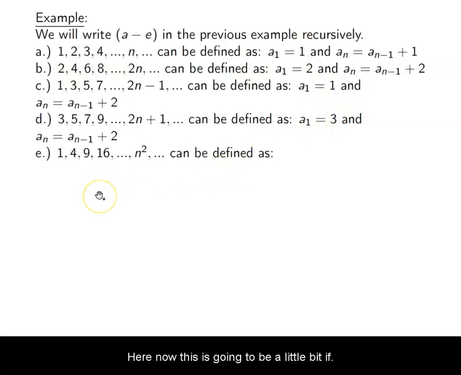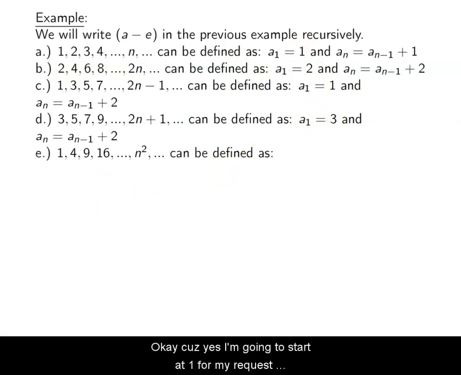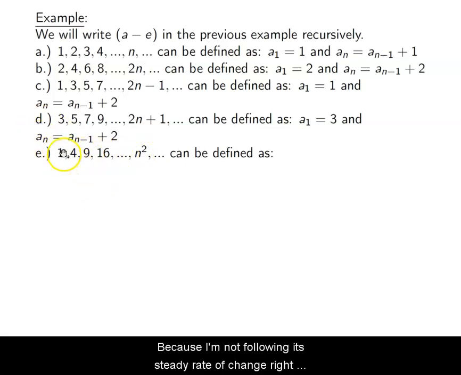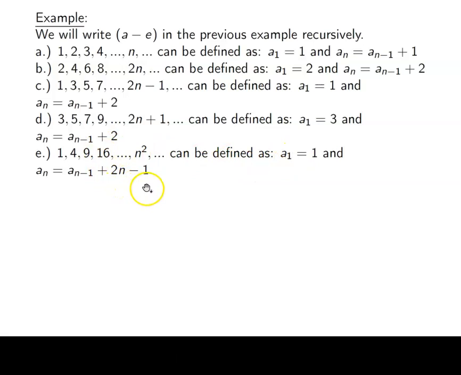Okay. Here now this is going to be a little bit different. Okay. Because yes, I'm going to start at 1. But my recursive formula is a little bit harder to find because I'm not following a steady rate of change, right? Here, my rate of change was constant, right? I'm always changing by 1, always changing by 2, always changing by 2, always changing by 2. Here, I'm not changing by 2. My rate of change is changing as I go from one value in the sequence to the next. So I can define this as starting at 1, and each next term is the term that I was before, plus 2n minus 1. The difference here is 3. The difference here is 5, 7, so forth, right?